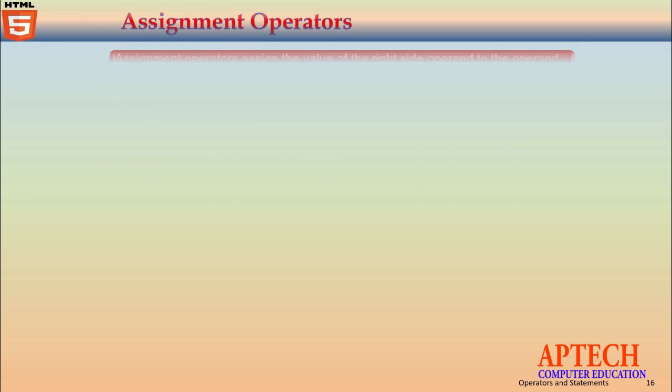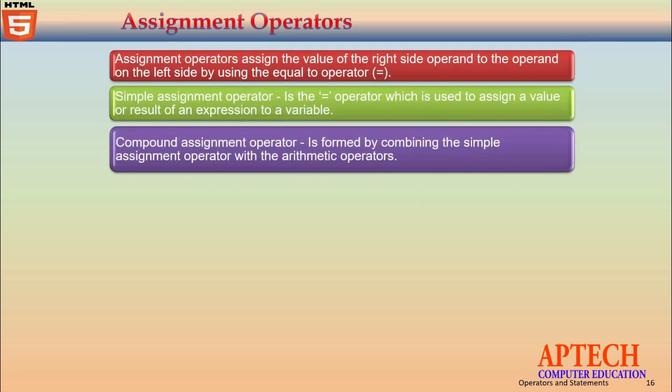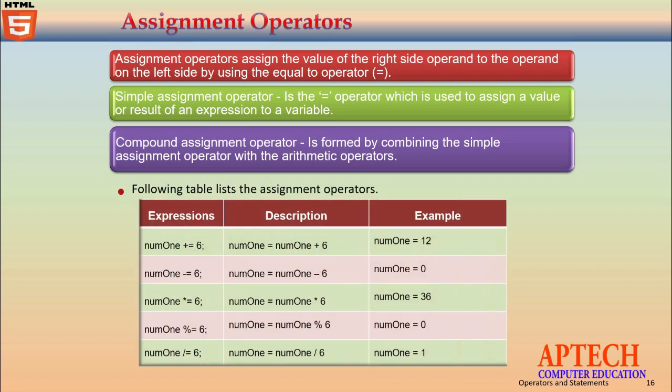Coming to the next operator, that is the assignment operator. The assignment operator assigns the value of the right side operand to the operand on the left side by using the equal operator. A simple assignment operator is the equal operator that is used to assign a value or a result to any variable. A compound assignment operator is formed by combining the simple assignment operators.